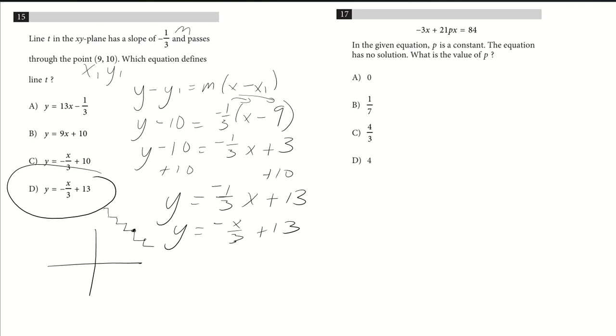All right, now this one looks crazy, right? In the given equation, P is a constant. The equation has no solution. What is the value of P? Now you might be like, there's no way.